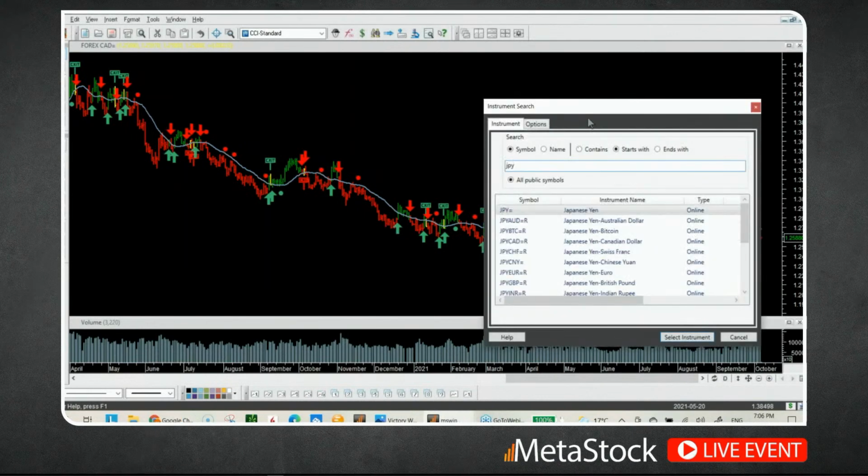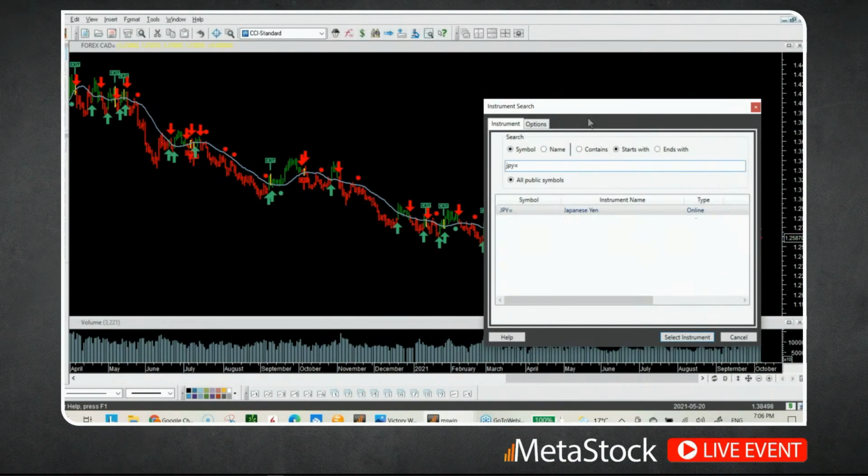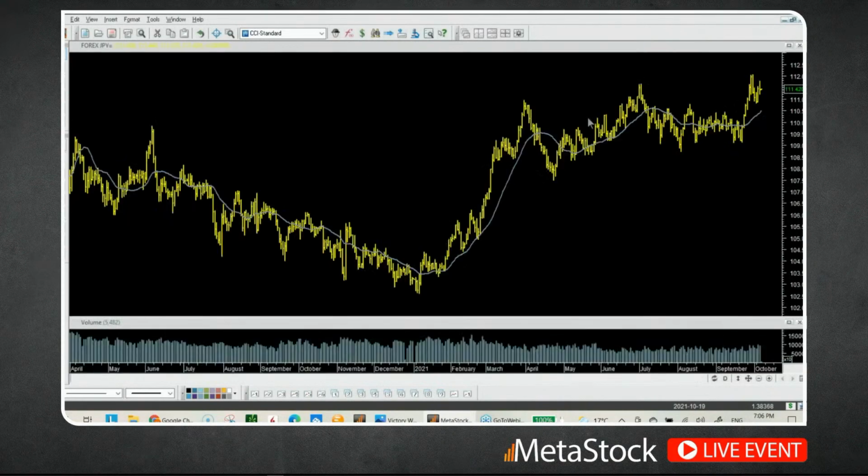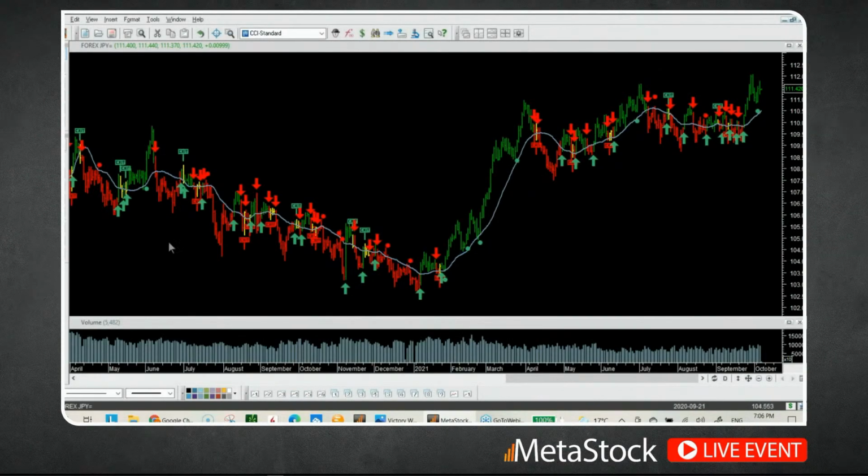Maybe the JPY, Japanese yen, US dollar. Again, you see the difference here? Look at all the chop here. Look at all the chop here. Look at the strength here. So having patience and waiting for this sort of thing is exactly the way you want to trade Forex.